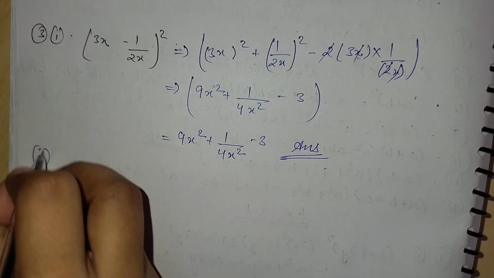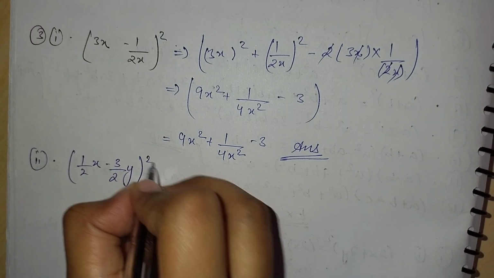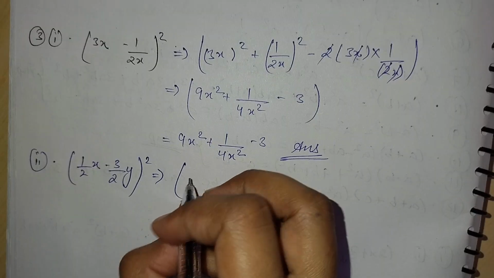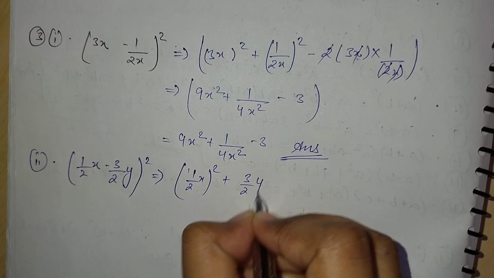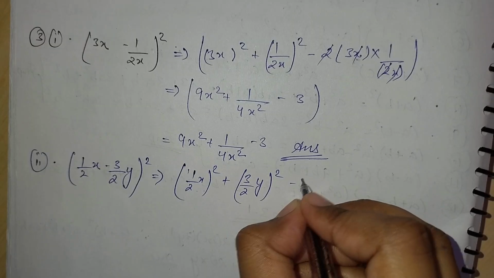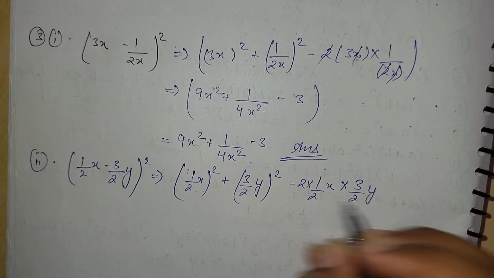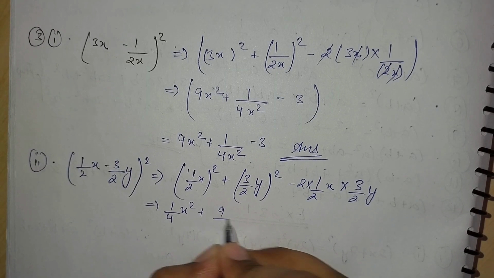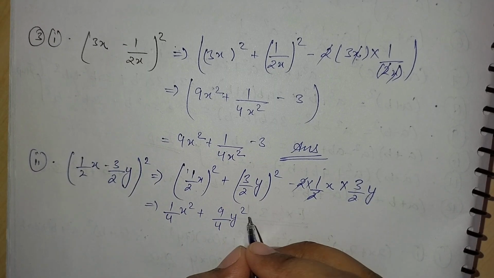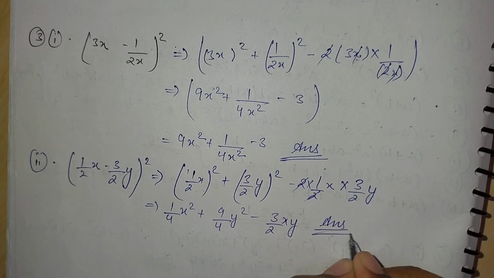Now the second part of this question, third, is (1/2x − 3/2y)². Applying the same formula as the previous one, we will get (1/2x)² + (3/2y)² − 2(1/2x)(3/2y). And finding it, we will get 1/4x² + 9/4y². Cancelling out 2 from here, minus 3/2xy is the answer here in this question.